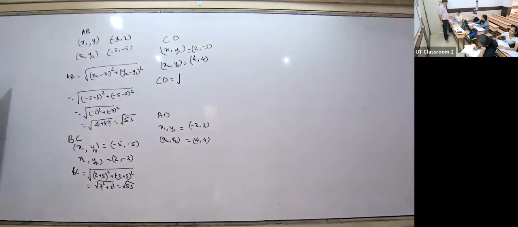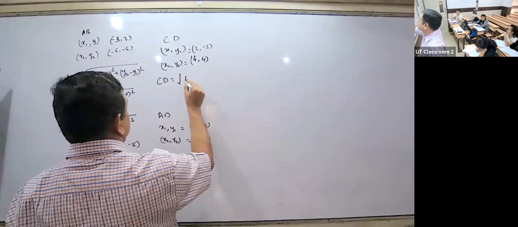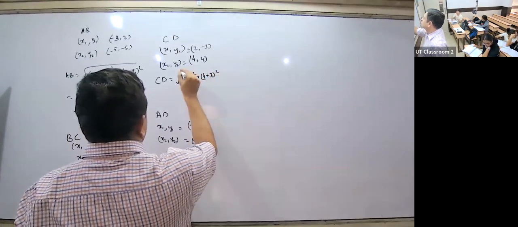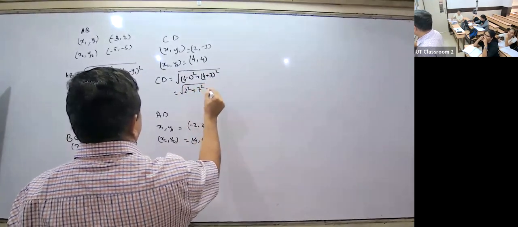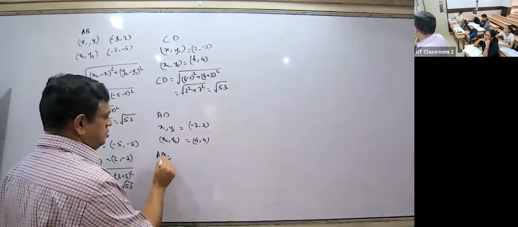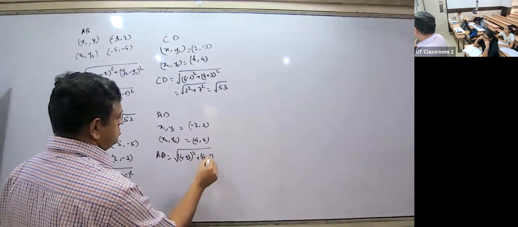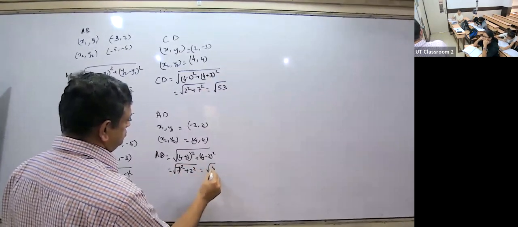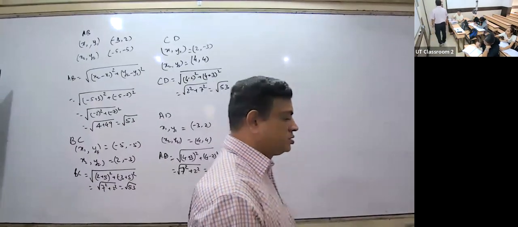Check now. 4 minus 2 plus 4 minus 3, means 4 plus 3, all square. 2 square plus 7 square. Same, root 53 now. Yes. Then AD also, find out the same way. Root of minus 4 minus 3, that is 4 plus 3 all square, plus 4 minus 2. All sides equal. AB is equal to BC is equal to CD is equal to AD. Therefore, it is a rhombus.